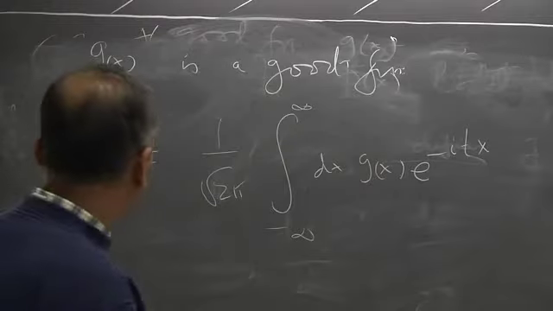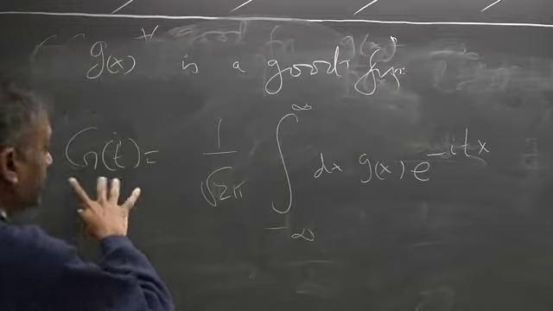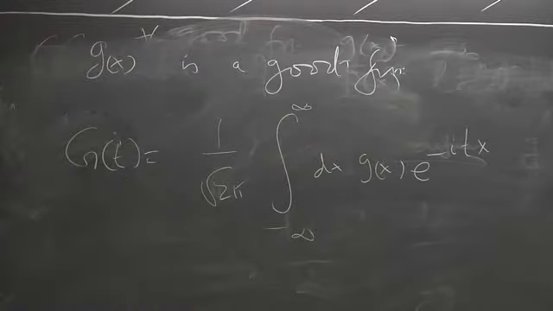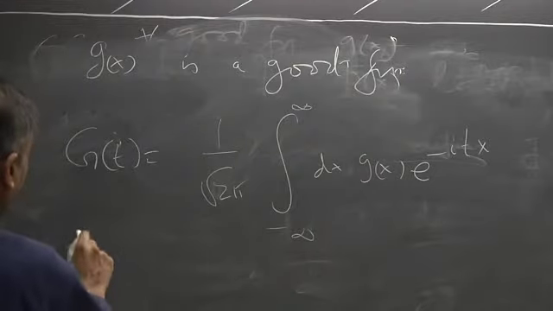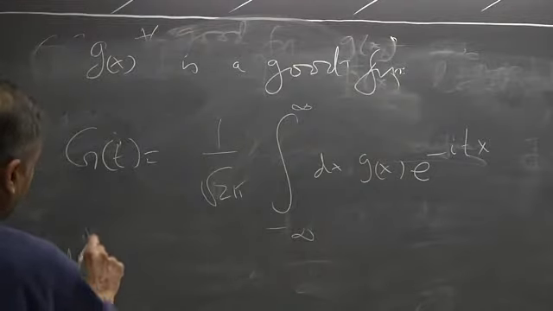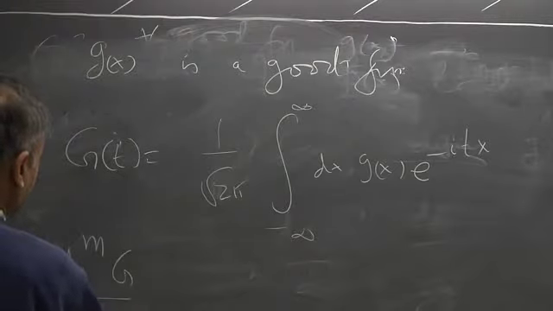So how do you see this? For it to be a good function, we need to prove two things. One, it's infinitely differentiable, any number of times, and it goes to 0 faster than any power of 1 over t. So let's take derivatives. Let's say I take the m-th derivative of g.